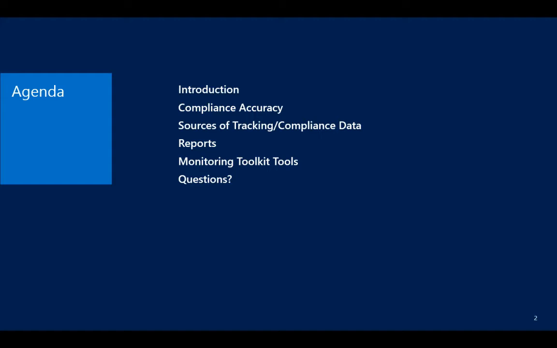So here's the agenda. First thing I want to do is talk about compliance accuracy and some of the things that can impact compliance accuracy. Then I want to turn and talk about the sources of software update tracking and compliance information that we have available to us. And then talk about reports that are focused on software updates. And then finally, touch on a monitoring toolkit tool that is useful for monitoring software updates and so on.